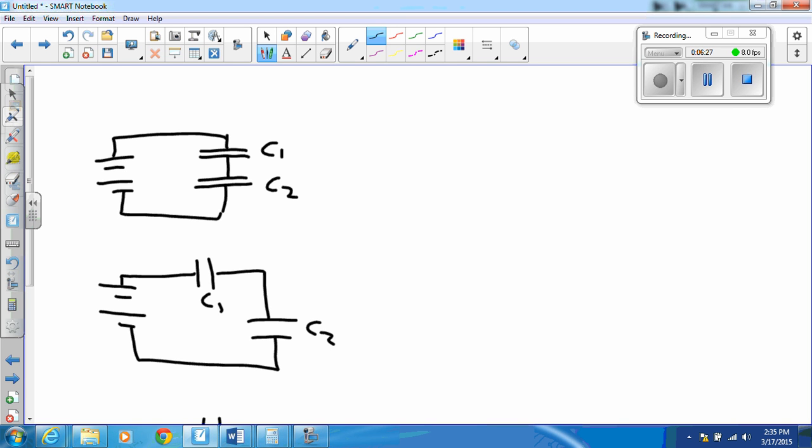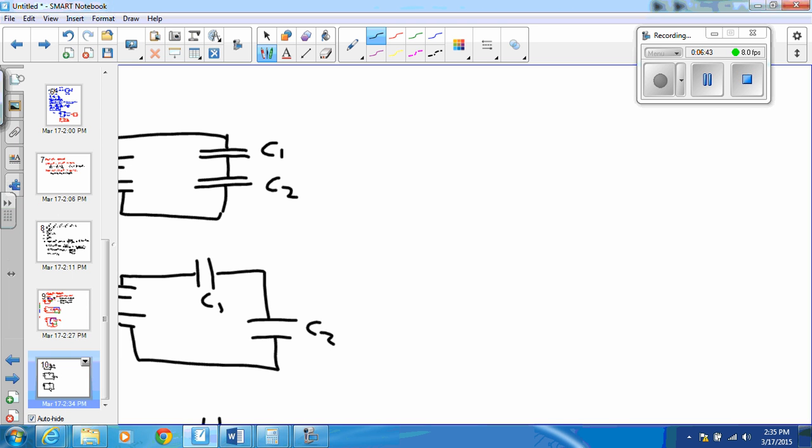What makes all of these three be in series? You're not connected at both ends. No. Can you go back to parallel? Sure.